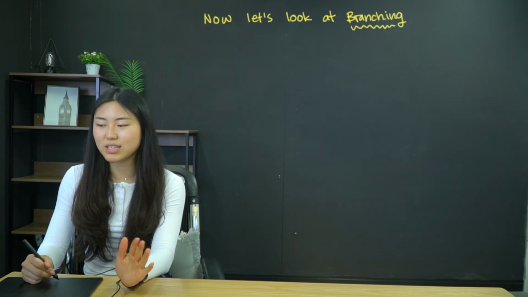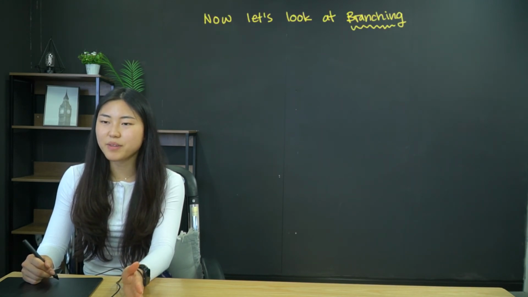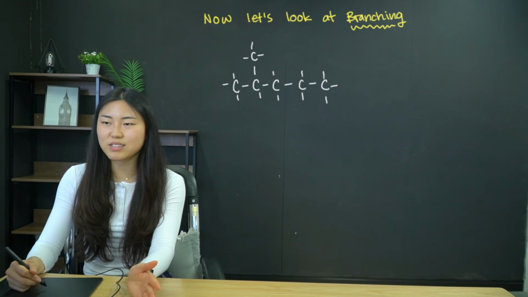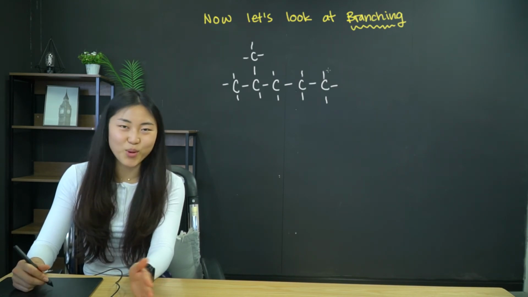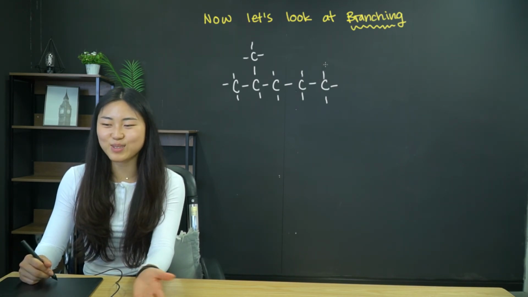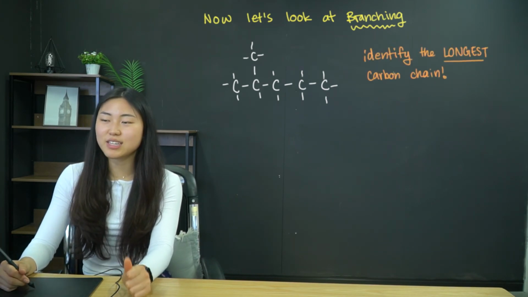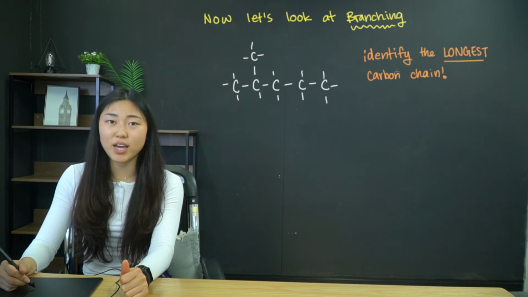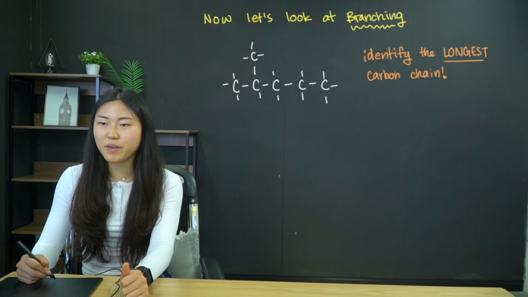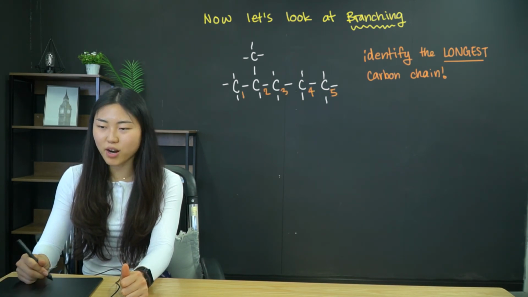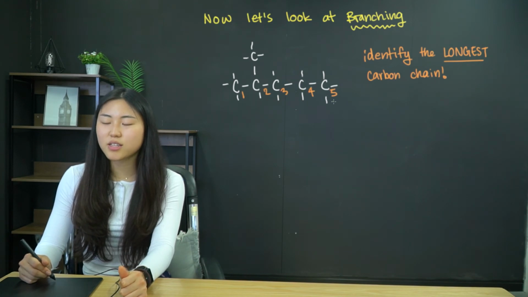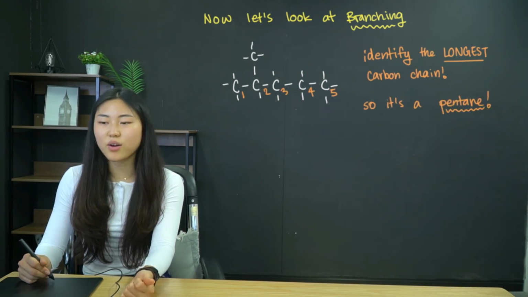And now let's look at some branching. So I have this structure. Let's pretend that I drew all the hydrogens on, okay? I was just lazy. First thing you need to do over here is to identify the longest carbon chain, okay? So if I count, we have 5 carbons bonded all together. So it's a pentane, first of all, okay?